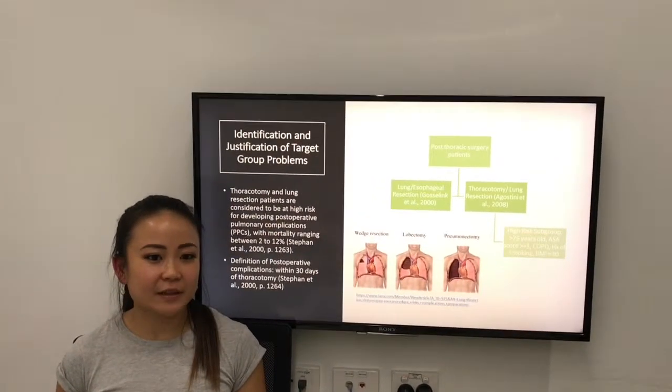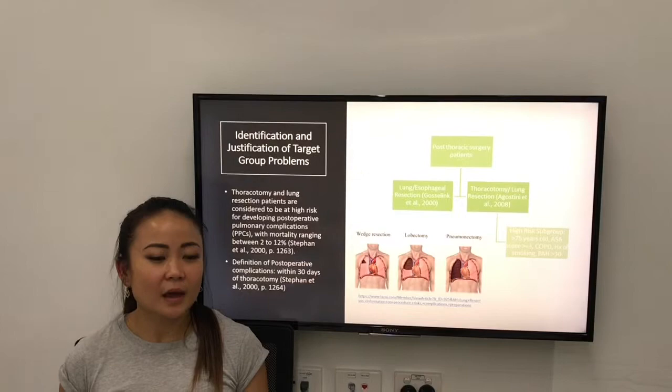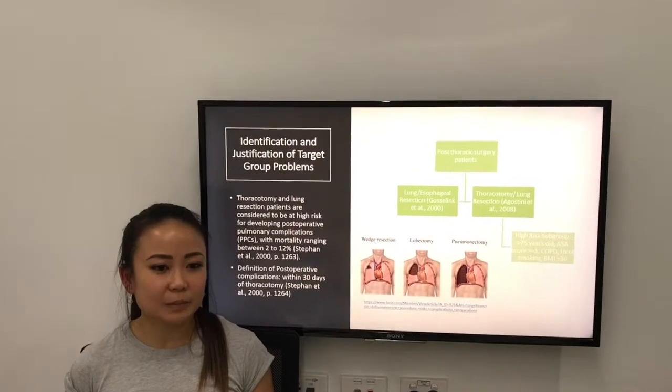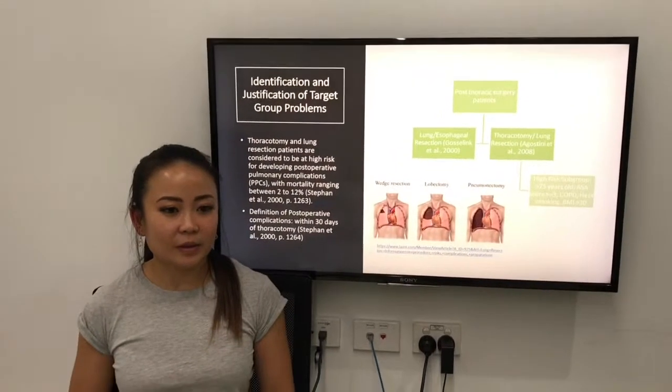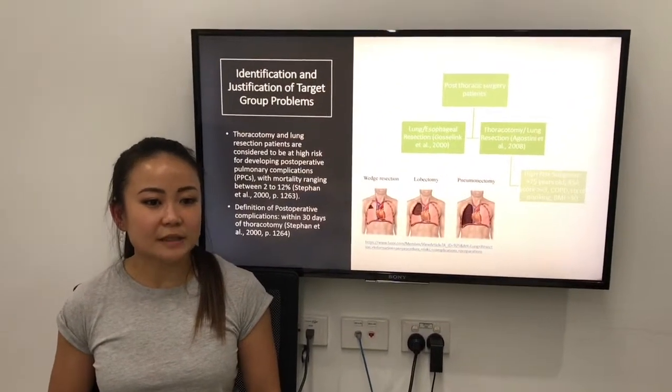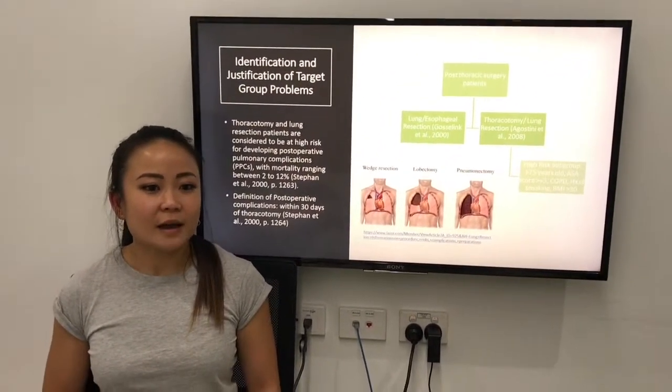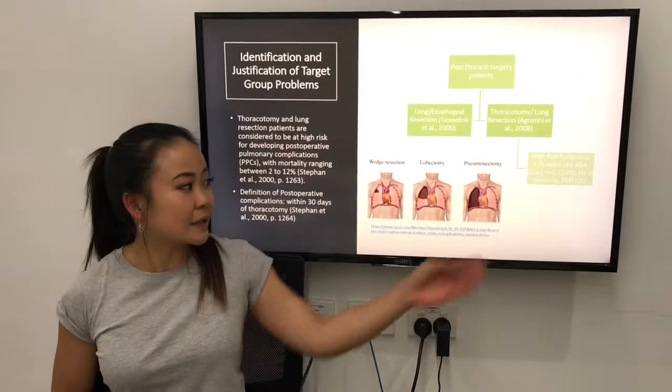Post-thoracic surgery patients are the target group for both studies. Thoracotomy and lung resection patients are considered to be at high risk for developing post-operative pulmonary complications. Agostini included a high-risk subgroup based on these factors over here.